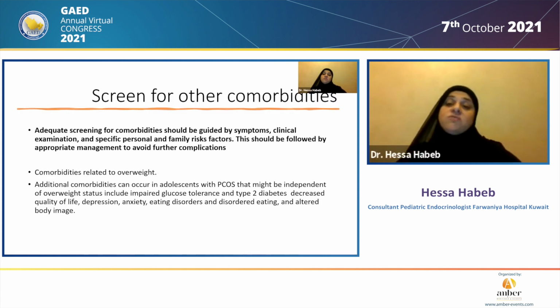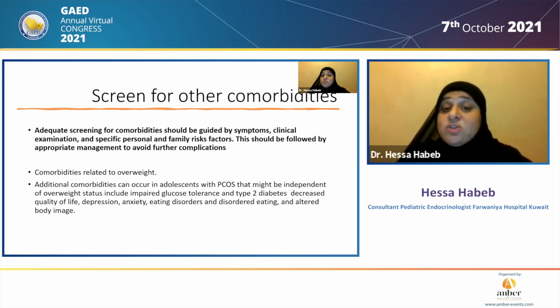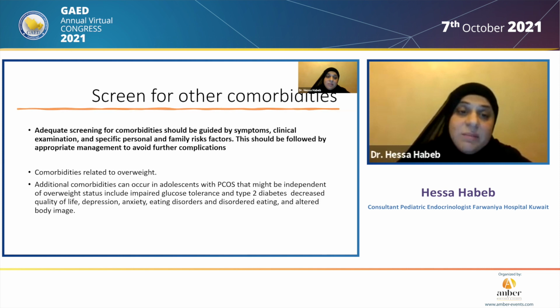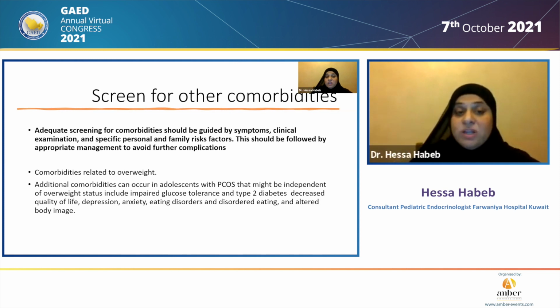We always need to screen for other comorbidities. There are comorbidities related to overweight, and there are other comorbidities that can occur with PCOS, like impaired glucose tolerance, decreased quality of life, anxiety, depression, eating disorders, and altered body image. Adequate screening of comorbidities should be guided by symptoms, clinical examination, and specific personal and family risk factors, and this could be followed by appropriate management to avoid further complications.